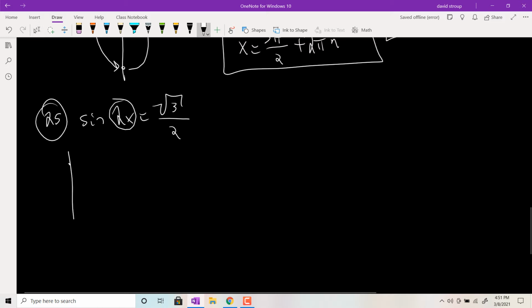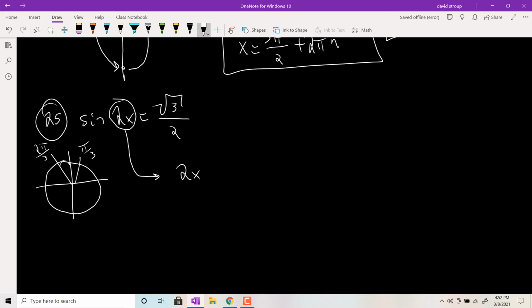It's pretty much the same game. You're going to identify the particular solutions between 0 and 2 pi. For root 3 over 2, pi over 3 is one of the solutions, and then 2 pi over 3 is the other. So instead of writing x equals, you're going to write 2x equals pi over 3, or 2x equals 2 pi over 3. And then you're just adding in multiples of 2 pi for the rest of your solutions. That's the same as before.